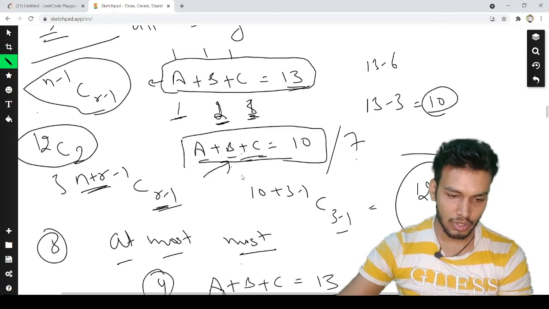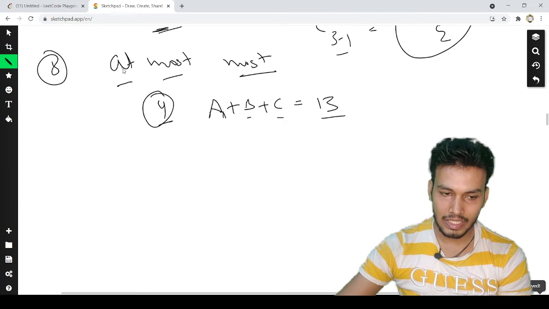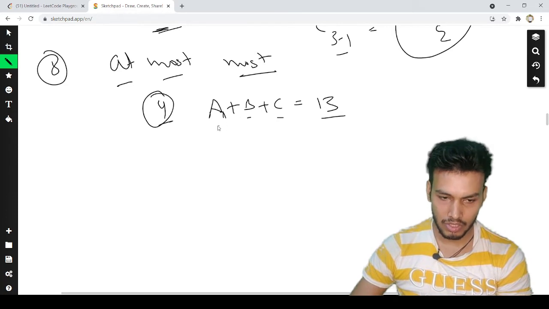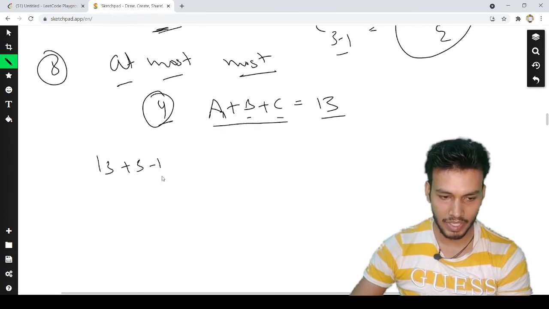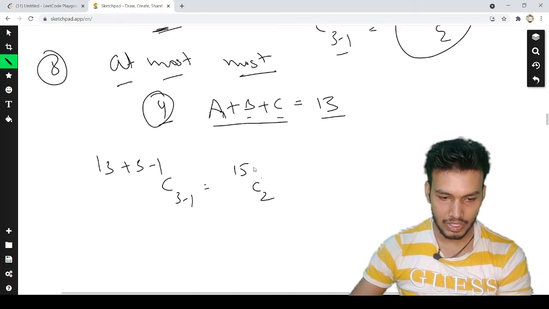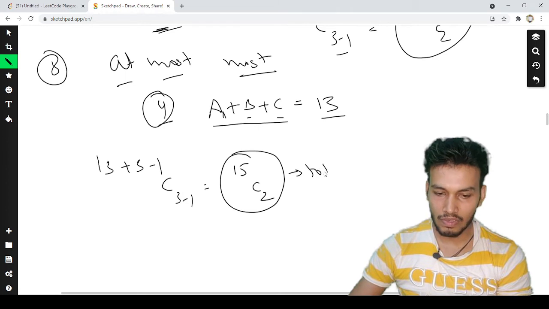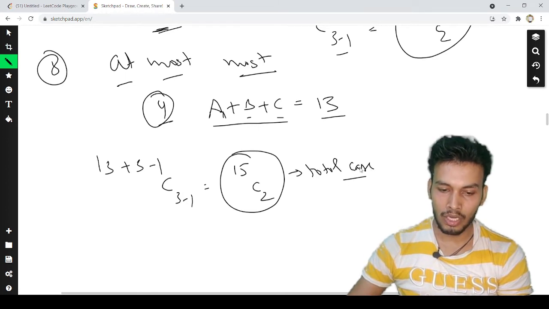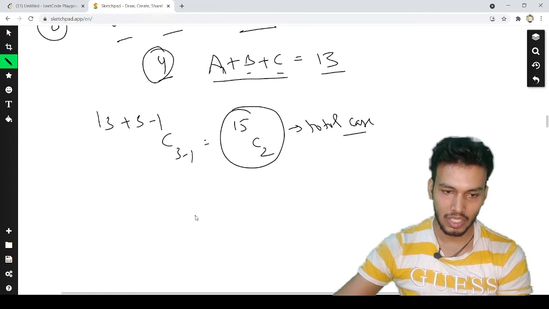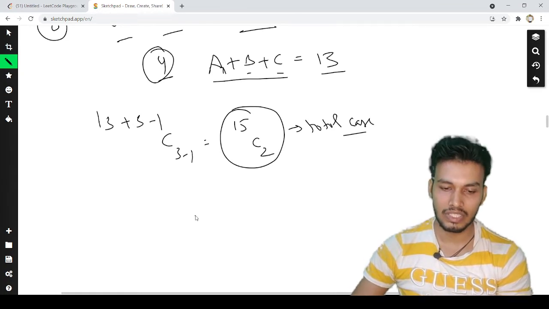Okay, so how will we solve the at most kind of conditions? We know that in a general case, the overall distribution will be something like this: 13 plus 3 minus 1 C 3 minus 1, that is 15C2, right? 15C2 will be the total cases. Now I need to subtract where my violations are happening.